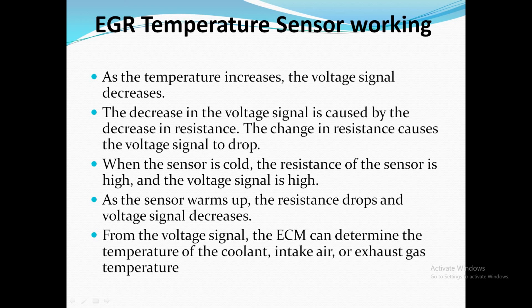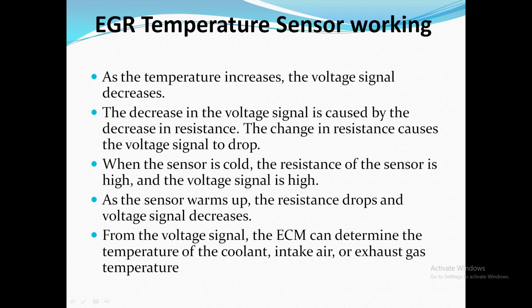When the temperature rises, the EGR temperature sensor will send a signal to the computer that will increase the flow in order to reduce the pressure and the temperature. Now let's have a look at the EGR temperature sensor working. As the temperature increases, the voltage signal decreases. The decrease in the voltage signal is caused by the decrease in resistance. The change in the resistance causes the voltage signal to drop.